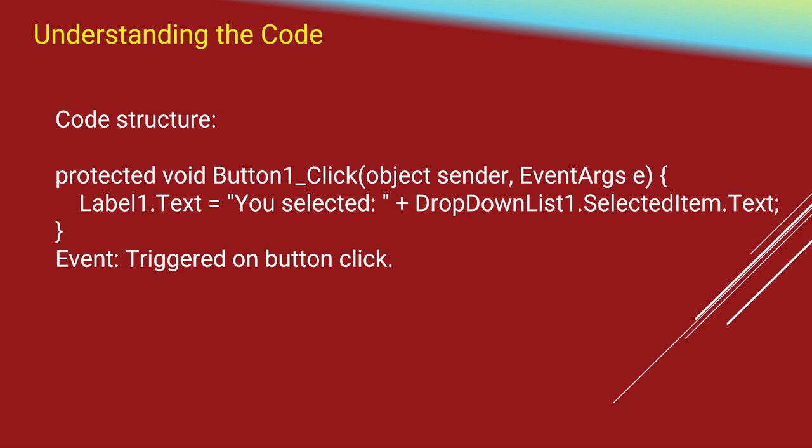Let us take a closer look at the generated code. The button1 click method is triggered when the button is clicked. DropDownList1.SelectedItem.Text retrieves the text of the currently selected item in the drop-down list. This way, we can provide immediate feedback to the user about their selection.